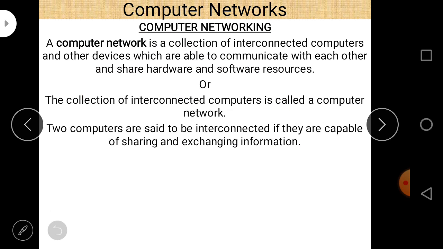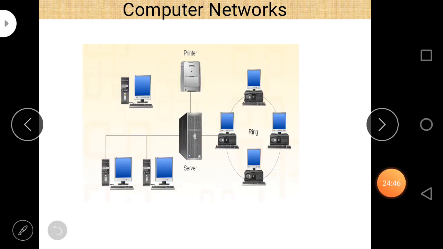And one important thing is that a computer network is a collection of interconnected computers and other devices. Other devices means, for example, a printer, which are able to communicate with each other. So this is an example of a computer network system.